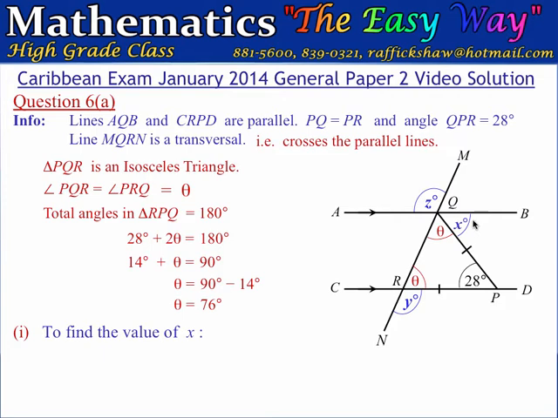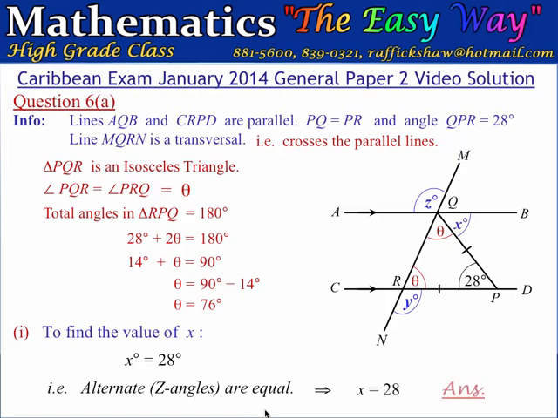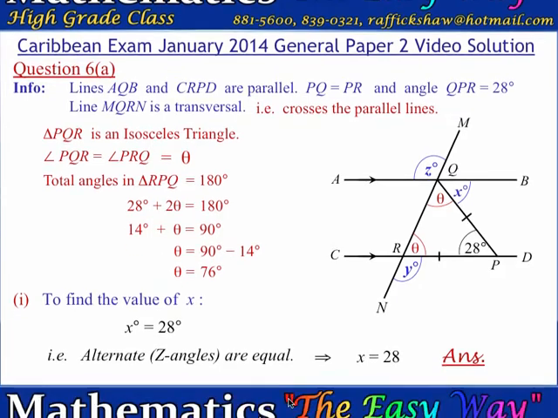And so this angle x degrees is equal to 28 degrees. We can show that x degrees is equal to 28 degrees because alternate angles or z angles are equal. And since x degrees is equal to 28 degrees, it means that the value of x is 28. And so that's the answer. X is 28. Let's move down now to part 2.